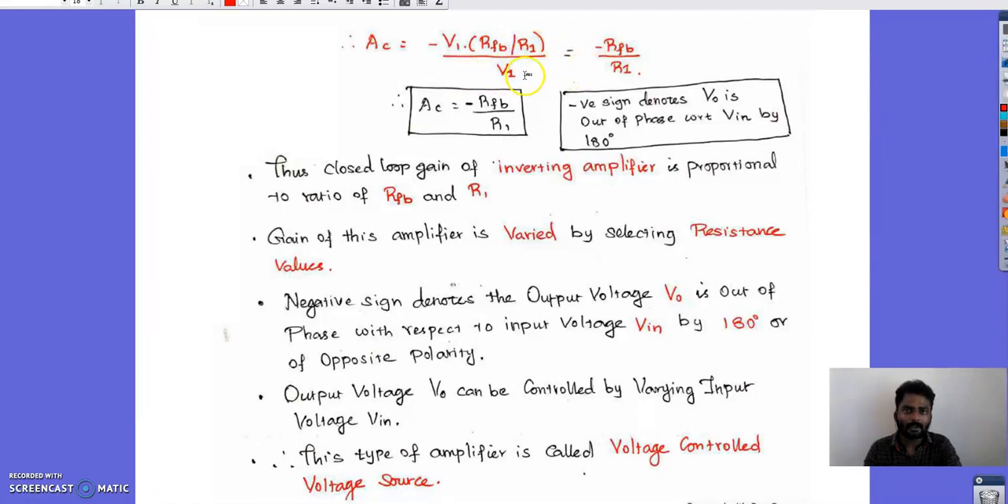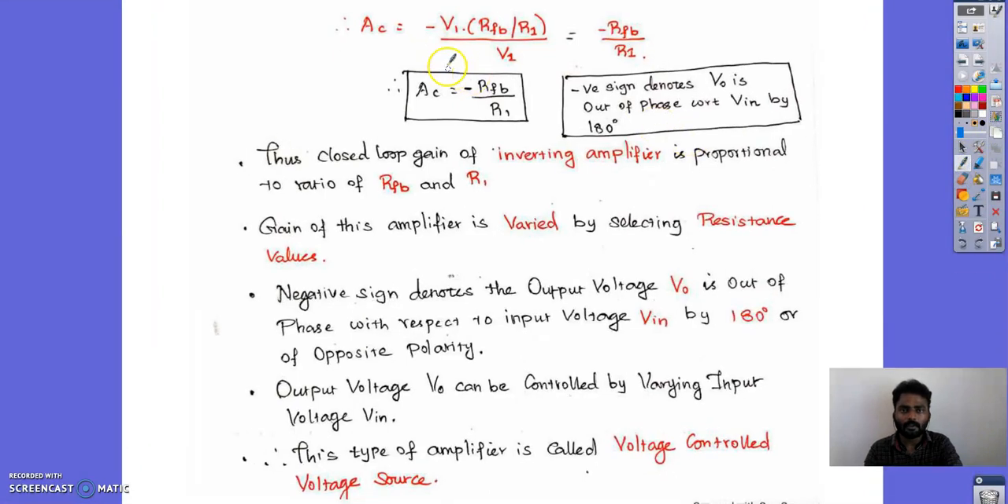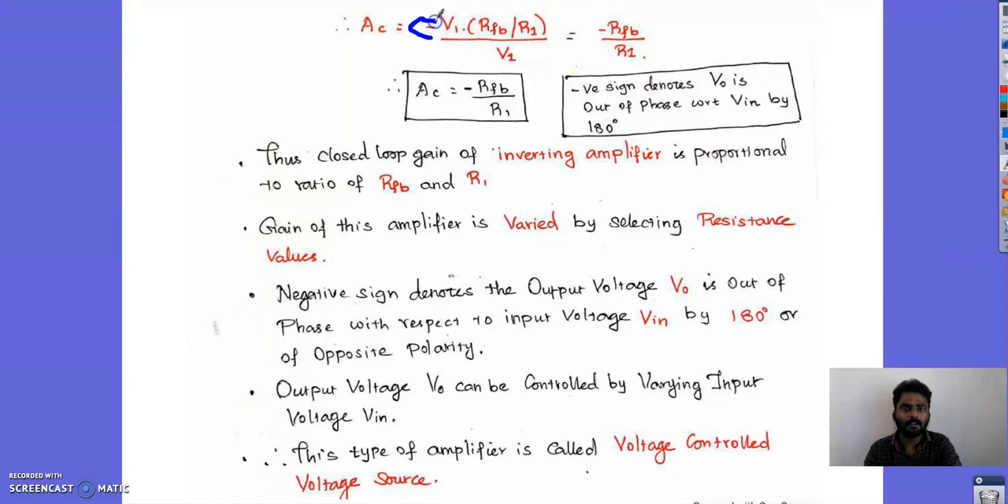So V0 divided by the input voltage, V1 gets cancelled, and I have included the negative sign over here. This negative sign denotes that the output voltage is out of phase with respect to the input voltage by 180 degrees. That is what the negative sign represents. The negative sign comes because the output voltage is out of phase with respect to the input voltage by 180 degrees. That is why I have included a negative sign over here.